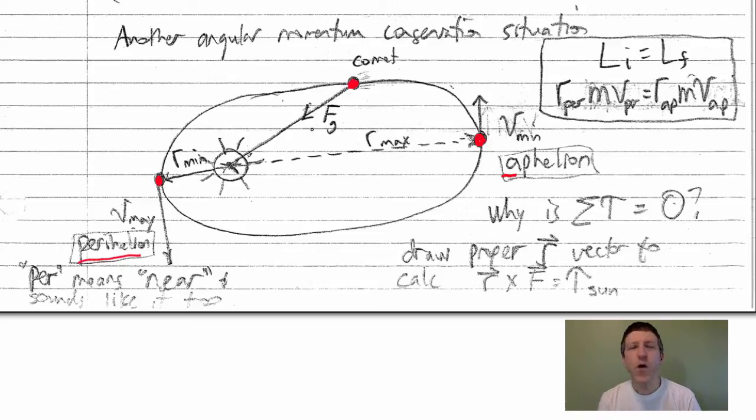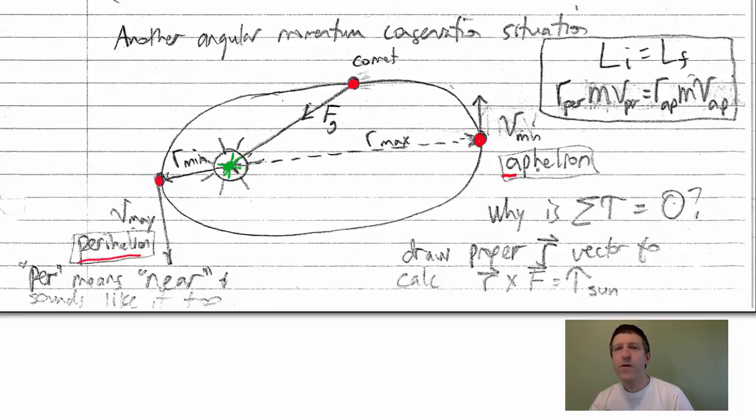So if there are no external torques on the system, and no internal torques for that matter, that means that angular momentum is conserved. We can just look at the comet and say its angular momentum with respect to this axis of rotation right there. In fact, I'm going to put a little star there. It's the center of our axis of rotation. So that means that L initial will equal L final. That means that the radius at perihelion times the mass times the velocity at perihelion will equal the radius at aphelion times the mass times the velocity at aphelion.